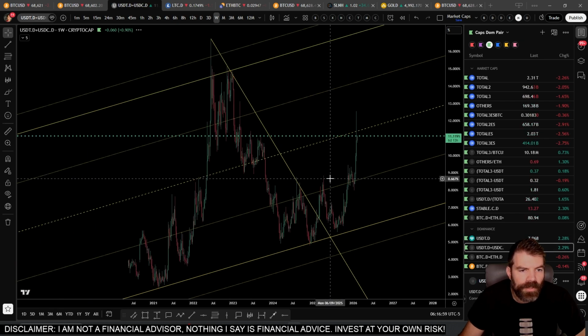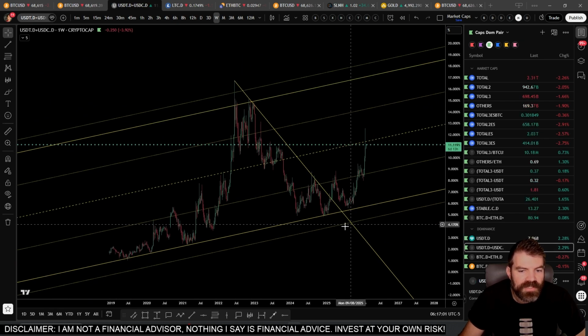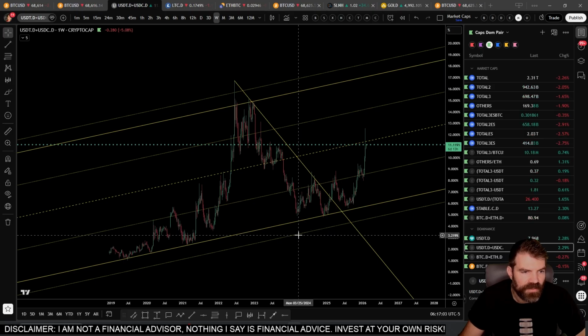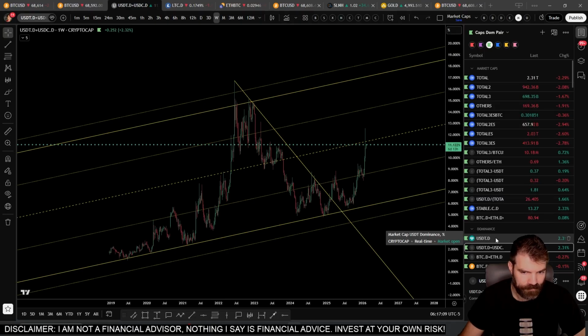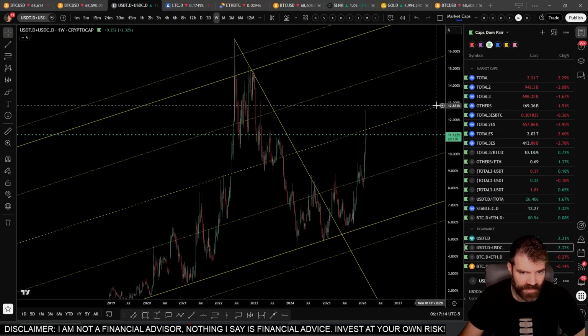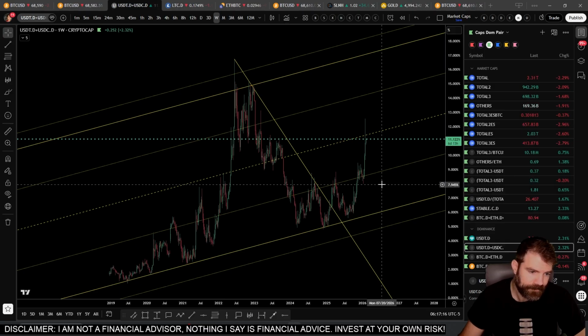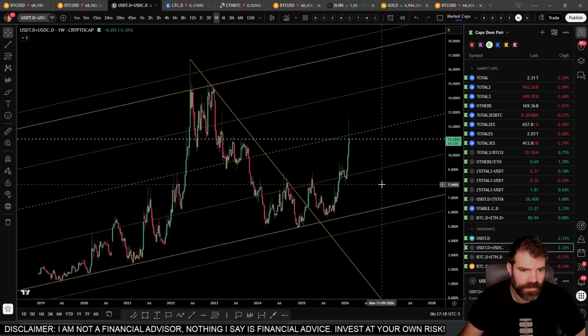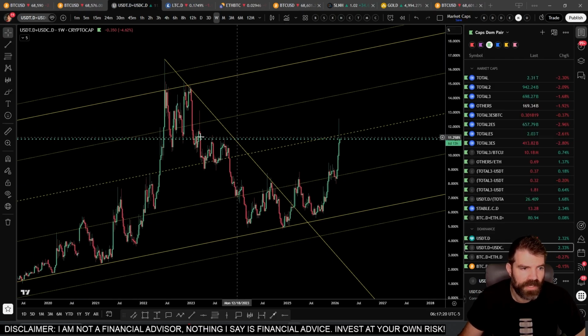Now, I think a little bit better one now is USDT dominance plus USDC dominance. I think this one makes a little more sense to look at just because USDC is a lot more popular now than it was before. We pretty much just had USDT. USDC is fairly new, Circle, and obviously is gaining a lot of momentum here. So this would be the same thing.